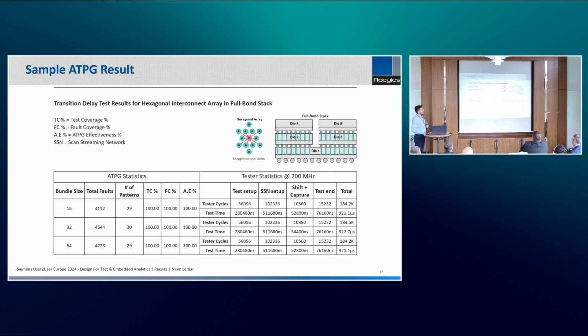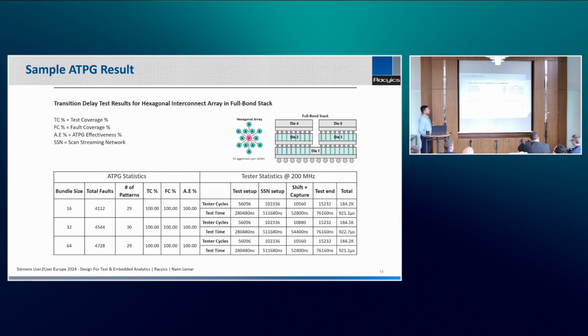So the test scenario is a full bond, and it is a hexagonal array. We have our fault universe. We feed it to the ATPG tool, and then we generate the pattern. So if we have a bundle size of 16, 32, and 64, similarly, we have the number of faults for each configuration. The number of patterns generated for these interconnects ranges between 29 and 30.